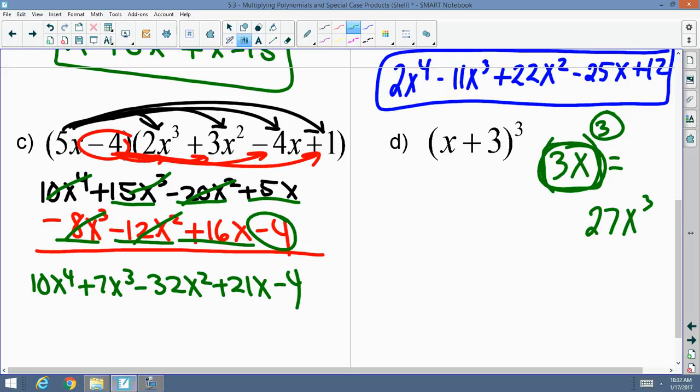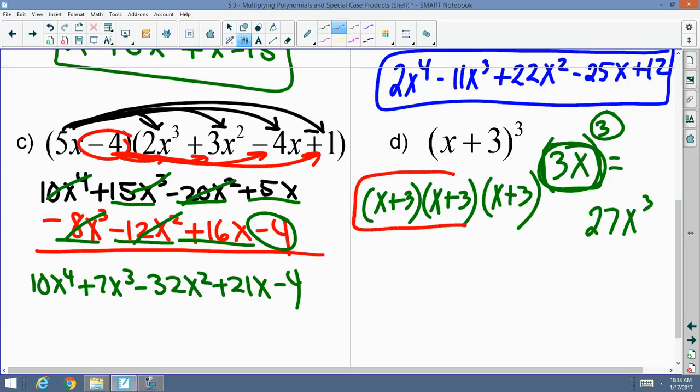So most people are going to look at this, x plus 3 cubed, and they're going to go, oh, it's x cubed plus 3 cubed. And that's wrong. Do not do that. Think about what the power of exponents is really telling you. This is x plus 3 times an x plus 3 times an x plus 3. Well, what do we do in this case? We're going to multiply these two first, and then we'll multiply the product times x plus 3.